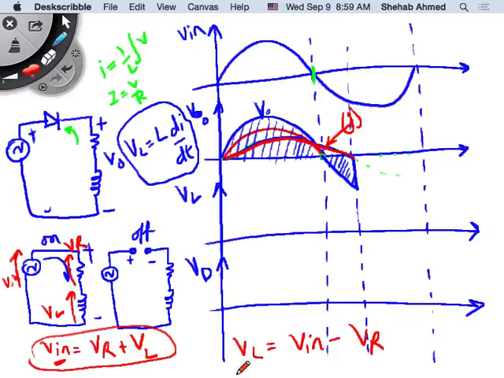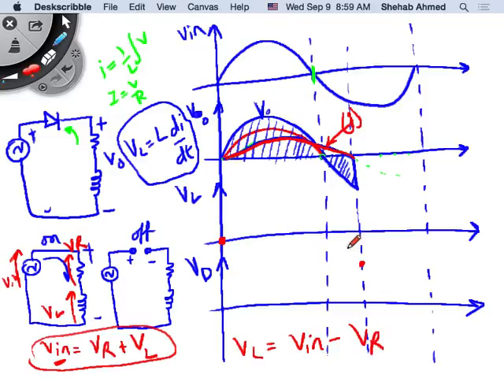Okay, so let's see what's happening here. We said VL is V input minus VR, right? At the beginning, V input and VR are the same, so it's 0. Agree? And then how about at the end? V input is a negative number, VR is 0, so it'll be a negative number here.